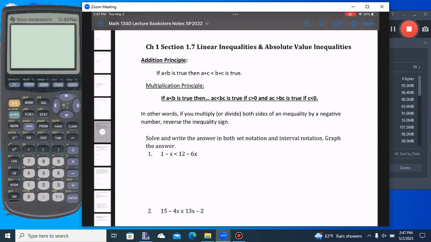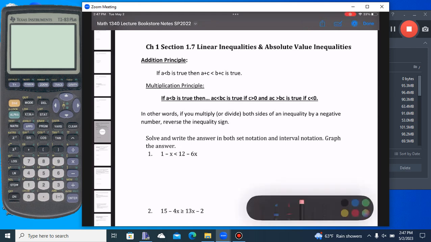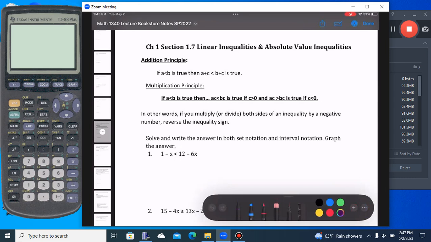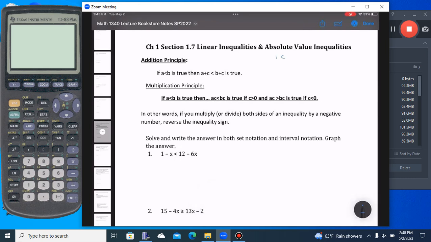If A is less than B, and that is true, then A plus C is less than B plus C. An example would be 1 is less than 2. We add a number, let's say 3, to both sides. So we have 1 plus 3, which is less than 2 plus 3, and we know that's true: 4 is less than 5. The difference of how much 4 is less than 5 is the same as 1 is less than 2. And this works even with negative values.